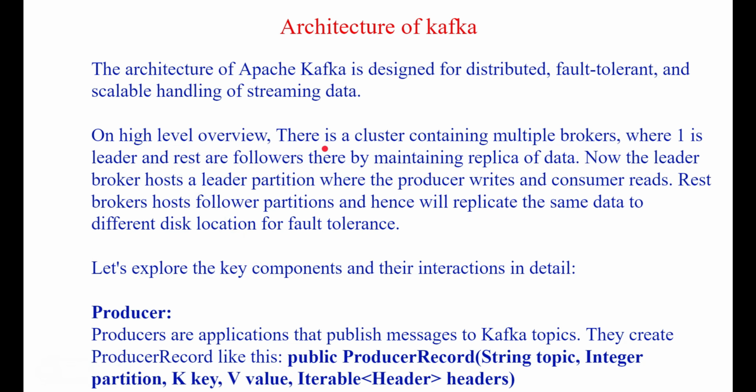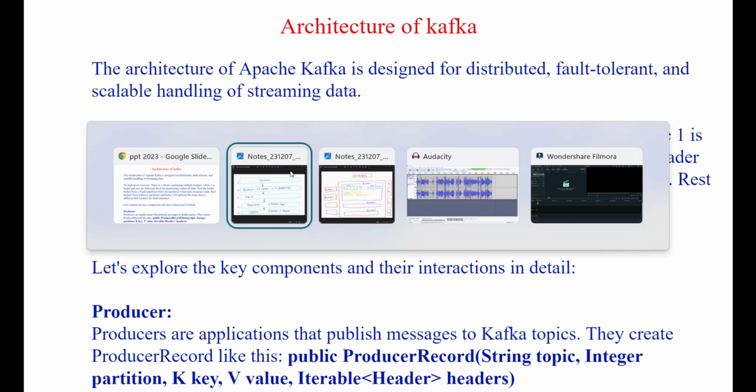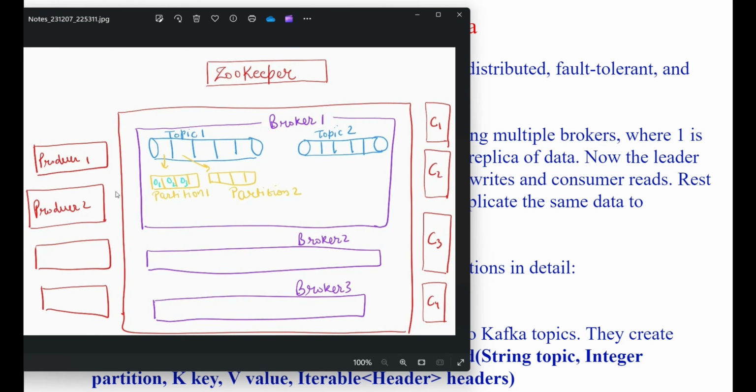So for the high level overview, there is a cluster containing multiple brokers where only one is the leader, and the rest are followers. Also, one important thing: it is the task of the leader to make the rest of the followers copy the same data that the producer has written. What does the producer do? It writes the data to the leader in the partition. So the data redundancy is always done at partition level, because where is the data actually written? The data is actually written in the partition. So the data is always replicated in the partition.